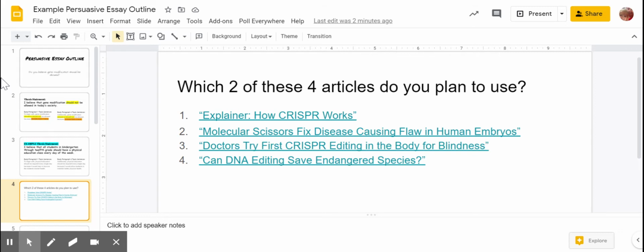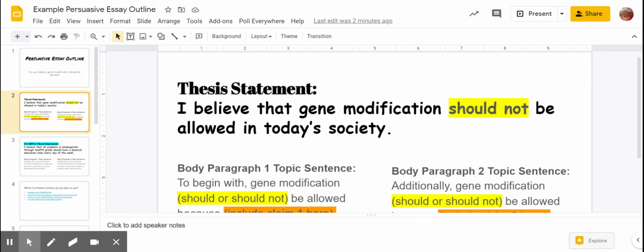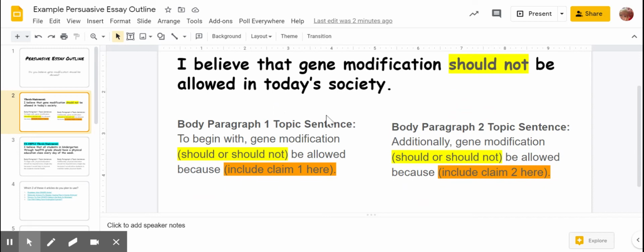Okay, so let's talk about some ideas. If you said that it should not be, some ideas for your topic sentences, for your claims, could be that it could lead to designer babies. Okay, I believe that was mentioned in there. Another reason why not could be something like we don't know the long-term effects. Okay, another reason could be that it's not reversible. Like once you do it, you can't just put them back in. It doesn't work like that. So those are some ideas for should not.